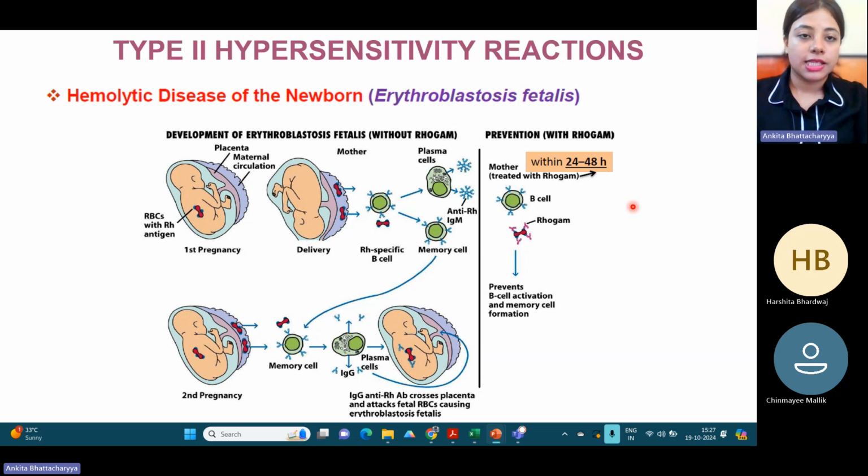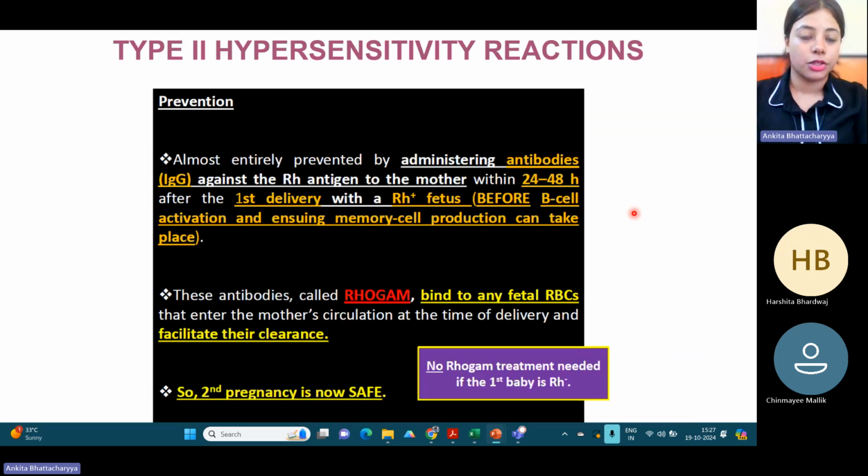So basically, this was the example of type 2 hypersensitivity response. The prevention strategy in a little more detail: almost entirely, this condition can be prevented by administering IgG antibodies against the Rh antigen to the mother within 24 to a maximum of 48 hours after the first delivery of an Rh positive fetus. This timeline is important because it has to be done before B cell activation is successful. These antibodies, like I said, are called RhoGAM, and they bind to any fetal RBCs that enter the mother's circulation at the time of delivery and facilitate their clearance.